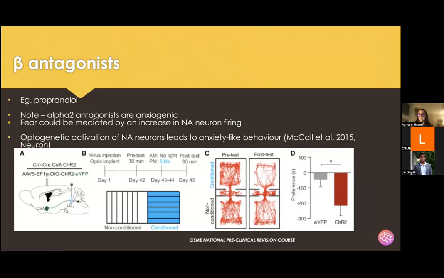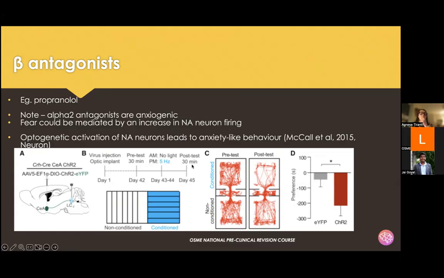So beta antagonists, common ones like propranolol. You must remember that these are beta antagonists, whilst alpha-2 antagonists are anxiogenic. What's important to remember here is that it's thought that beta antagonists work because fear could be mediated by an increase in noradrenaline neuron firing, and so antagonizing beta receptors could prevent this increase in noradrenaline neuron firing.